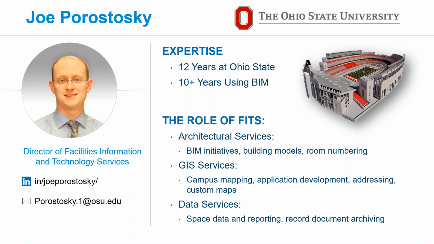My team consists of 3 different parts, just to give you a little bit of an idea of what we do. We have the architectural services side of the house, handles all of our BIM initiatives, manages our building models, manages some of our CAD drawings that we still have out there, does all the room numbering for all of our projects across campus. We also have the GIS services team, handles all of our campus mapping. We manage all of the base map data for the university, lots of different layers of information.